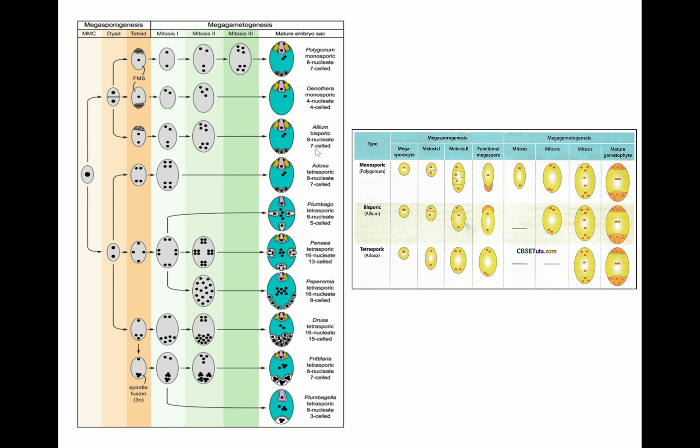Allium is bisporic, wherein two megaspores are functional. It has the same Polygonum type of embryo sac. So, you can remember monosporic, bisporic and tetrasporic. When compared, the number of nuclei and number of cells are very similar. The only thing you should remember is how many megaspores are functional. In case of Polygonum or monosporic, only one. In bisporic it is two, and in tetrasporic all the four haploid megaspores are functional.